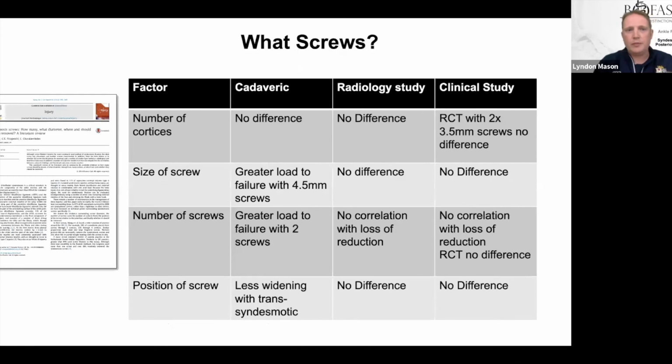What screws? Well, number of screws, number of cortices, size of screw, position of screw. On the cadaveric, radiological, and clinical studies, there's no difference. This review paper, and there's another review paper by James Calder as well, are all saying the same thing. There's no difference no matter what you use.